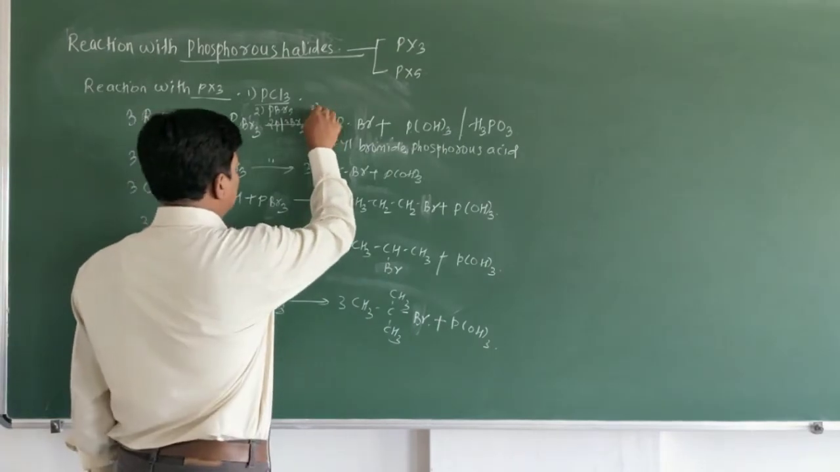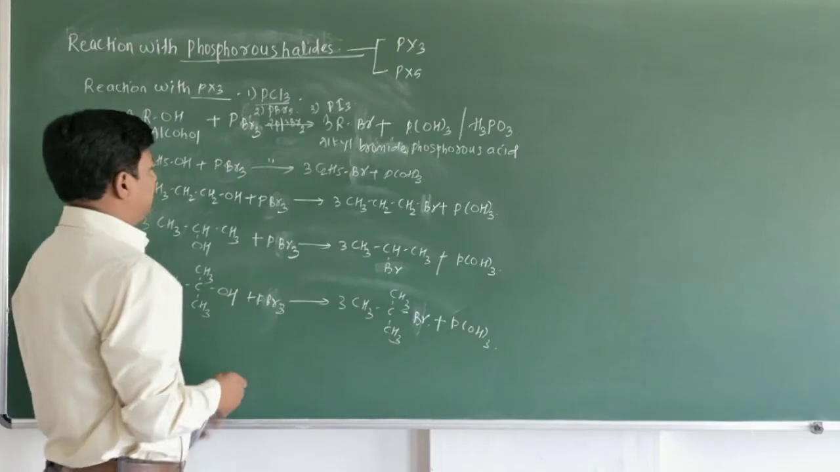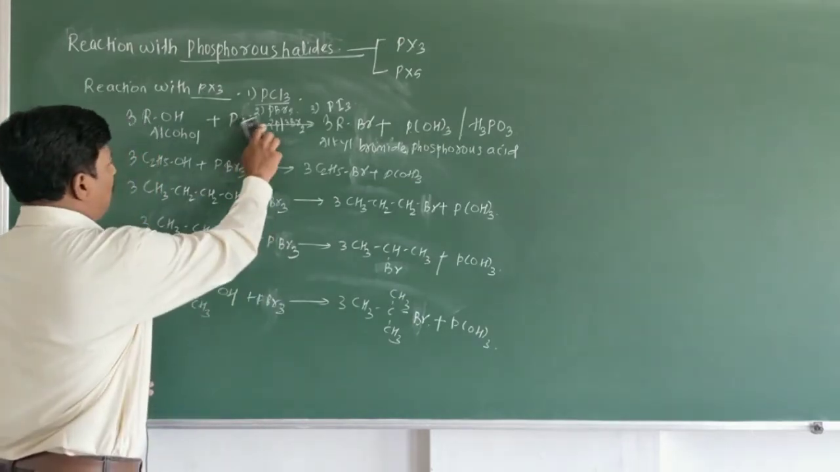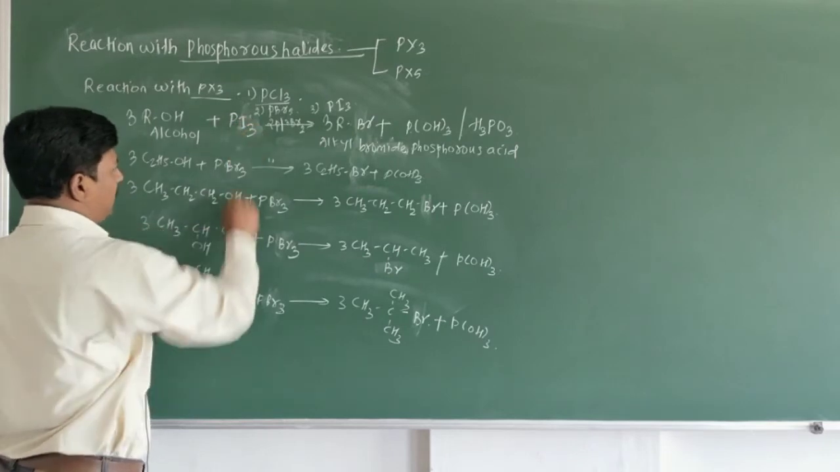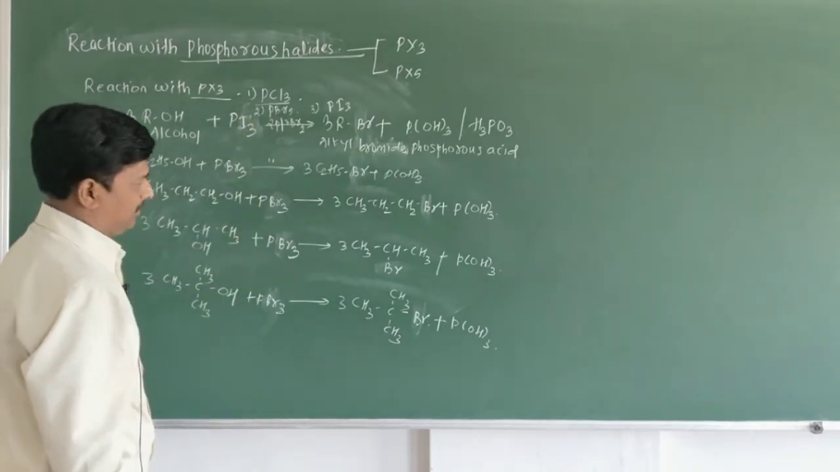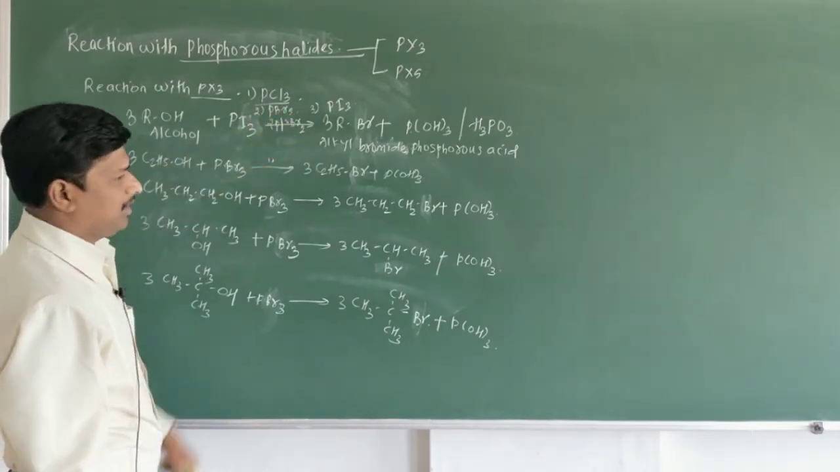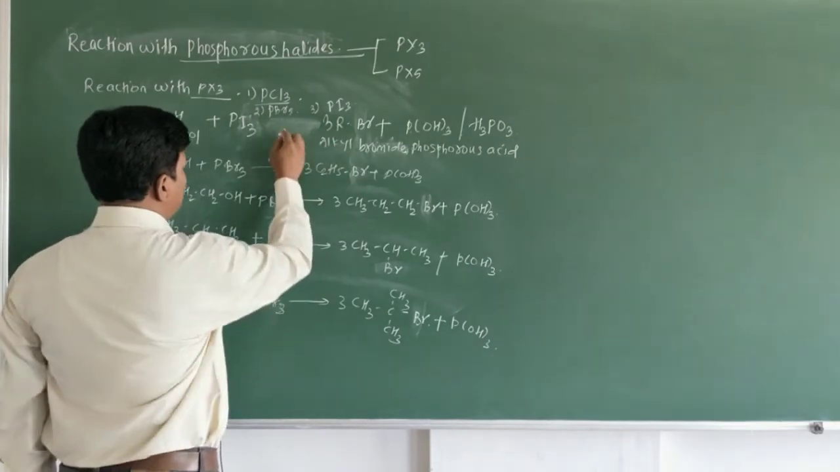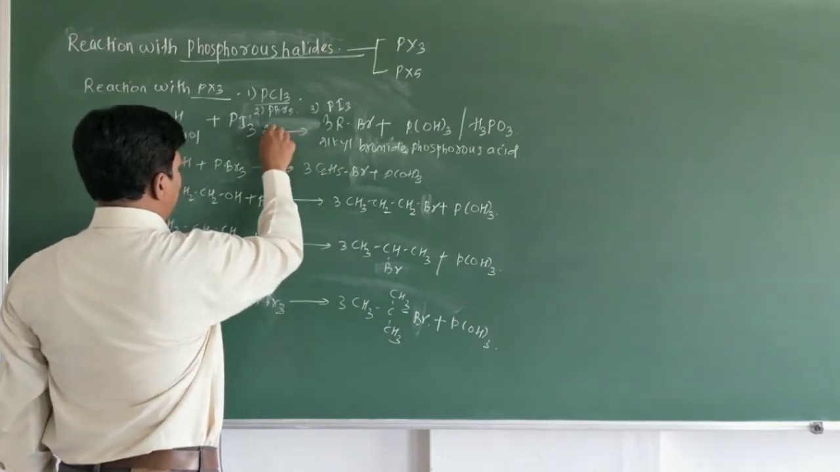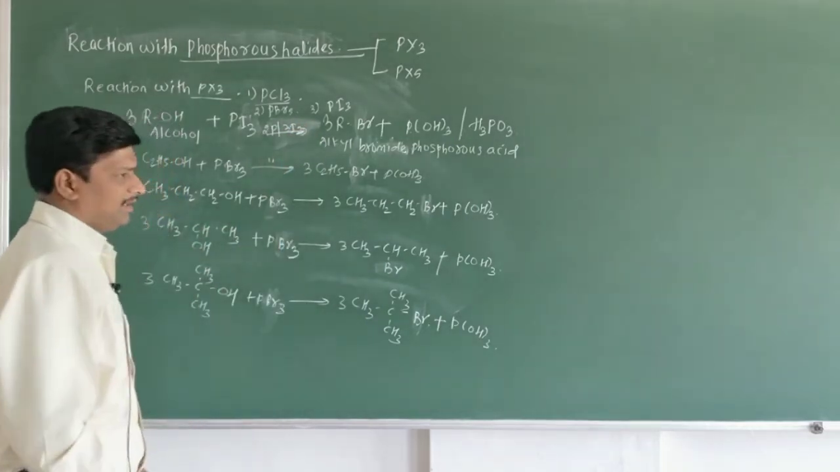The third one is the reactions with PI3. Again, PI3 is phosphorus triiodide, and this phosphorus triiodide is also less stable. Like PBr3, PI3 is also prepared at the reaction time, and from what? From red phosphorus and iodine. Okay, so the reaction is like this.